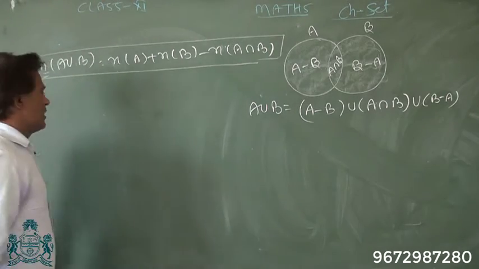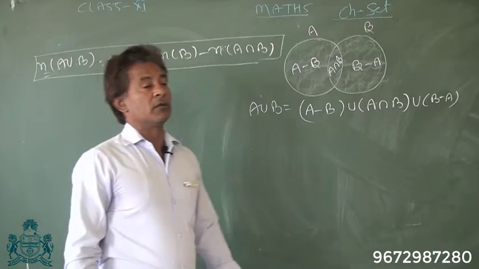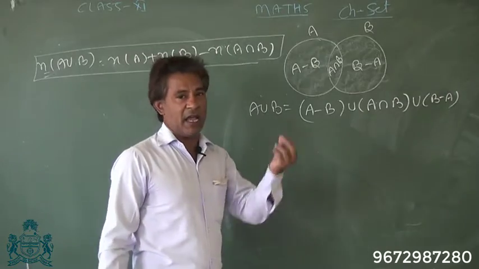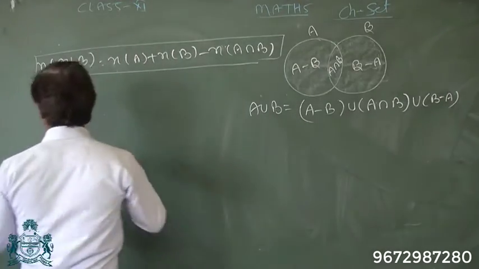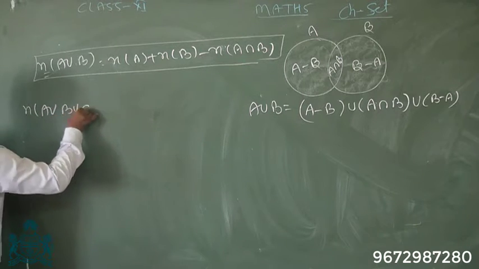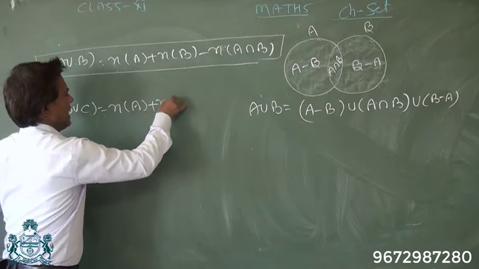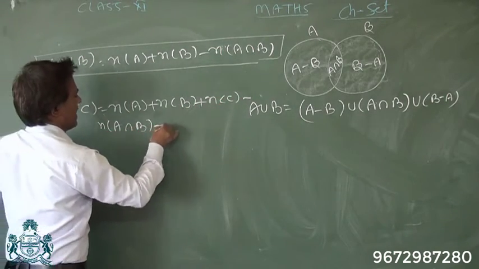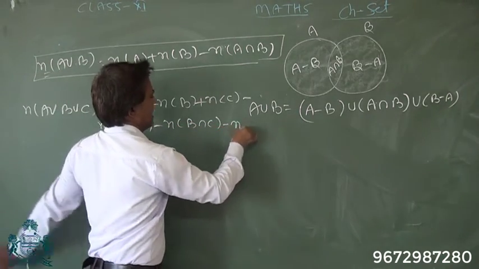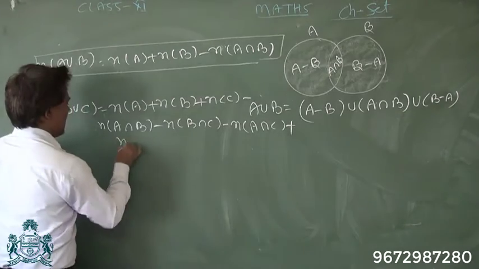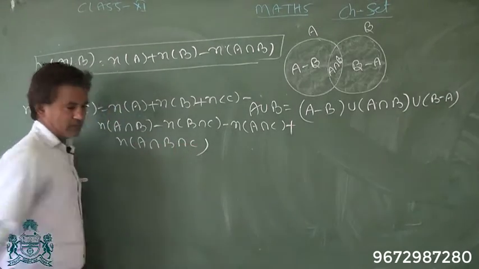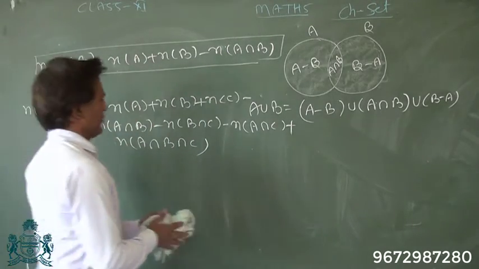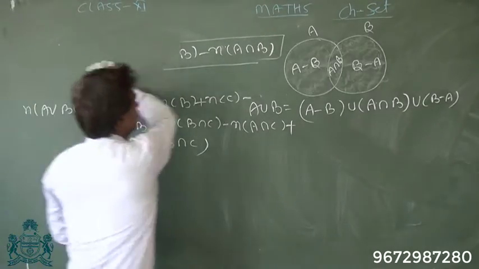Now the second one. Suppose we have 3 sets, set A, set B and set C, and we wish to calculate the number of elements in A union B union C. Then n(A union B union C) equals n(A) plus n(B) plus n(C) minus n(A intersection B) minus n(B intersection C) minus n(A intersection C) plus n(A intersection B intersection C). Now we try to prove it. Okay, so look.